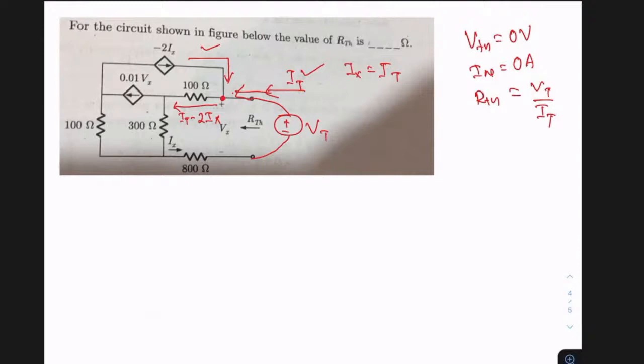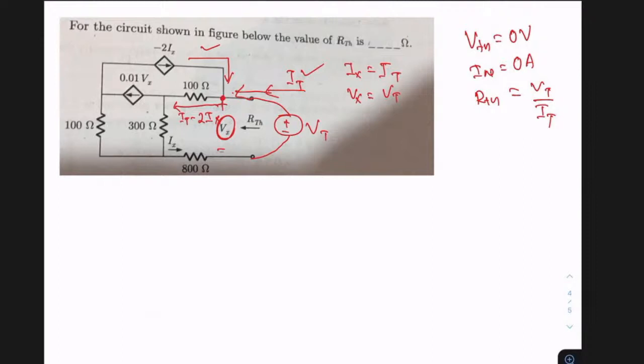Okay. And what is VX? This voltage is VX. Now, don't you think VX equals VT? Yes, because across that only you have connected the test voltage source VT. So VX equals VT.